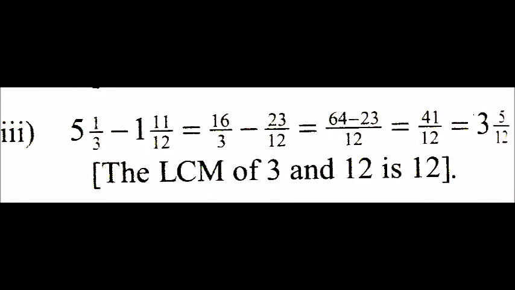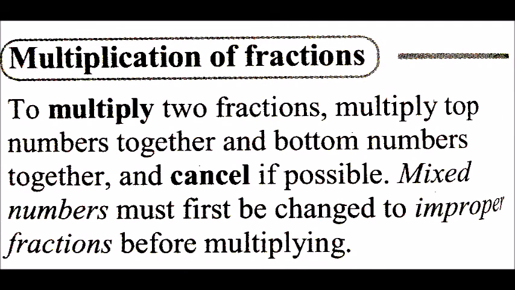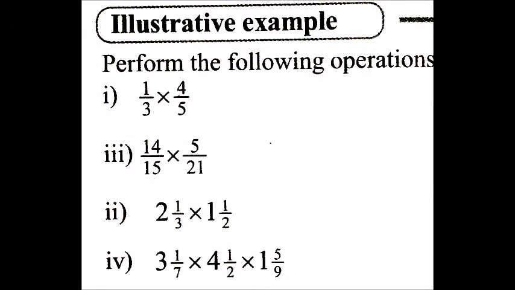Now let's come to multiplication of fractions. To multiply two fractions, multiply top numbers together and bottom numbers together, and cancel if possible. Mixed numbers must first be changed to improper fractions before multiplying. Now let's look at some examples. These are illustrative examples. We are going to solve them.